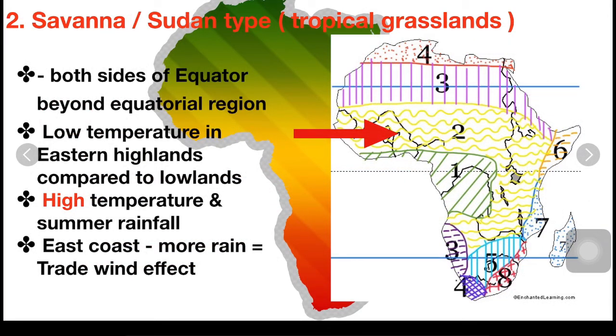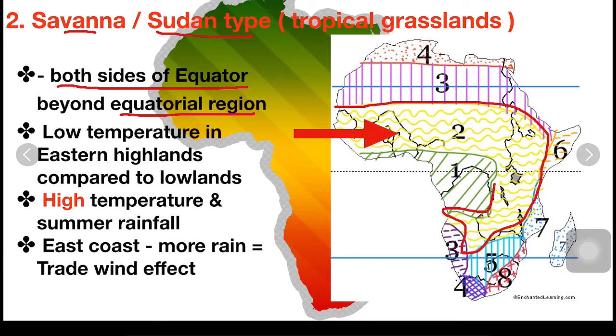Second region is savanna, which is also known as Sudan type. Why? Because Sudan is the prominent country which is experiencing this type of climate. It is actually the tropical grasslands which extend on both sides of the equator after the equatorial region. This region is known as the Sudan type of climate, marked with number 2.